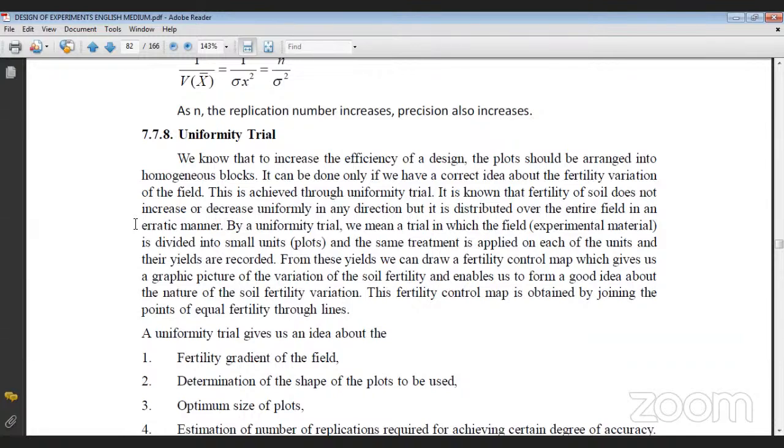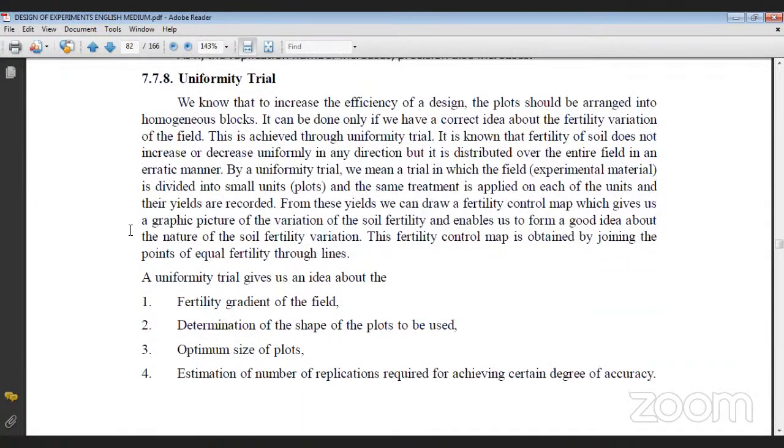From these yields, we can draw a fertility control map, which gives a quick picture of the variation in yields. It is the graphic picture for the variation of the soil fertility and variable source. So therefore, the fertility control map is obtained by using the equal fertility conditions.